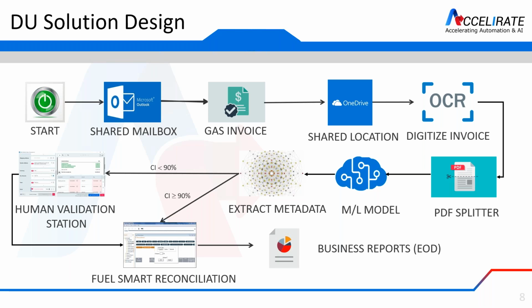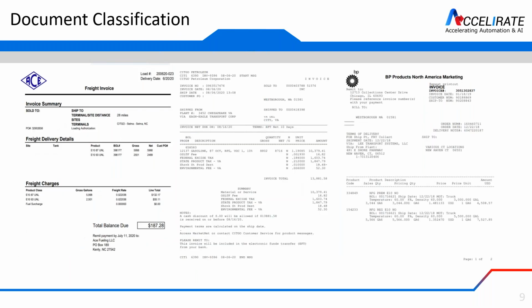And after all of that's complete, we would essentially have business reports. At the end of the day, there would either be SAP reports generated or reports generated from the actual UiPath queues, either or. So moving on to the next slide.